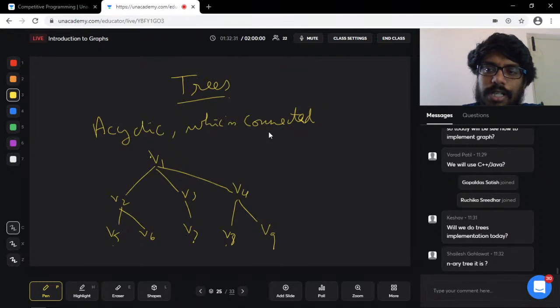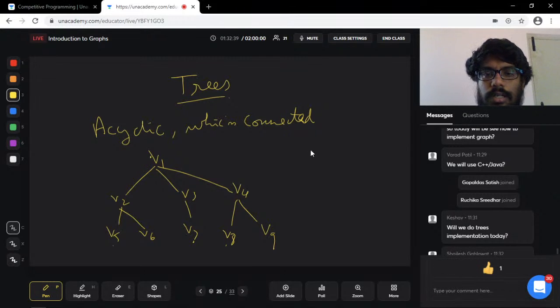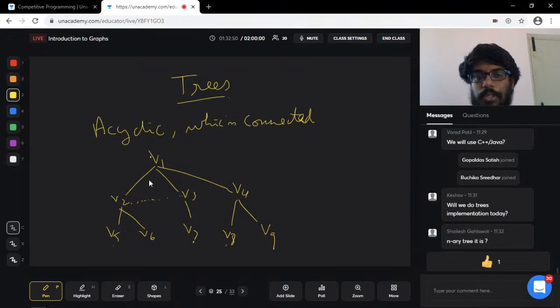So is the definition clear? It is acyclic and it is connected. Suppose I had an edge like this. Now you see that it is still connected, but it is not acyclic, because now V2, V1, V2, V3 becomes a cycle, right? So that will not be a tree.